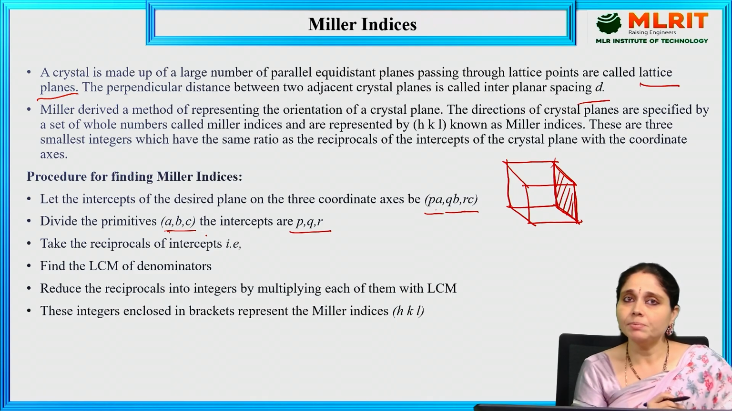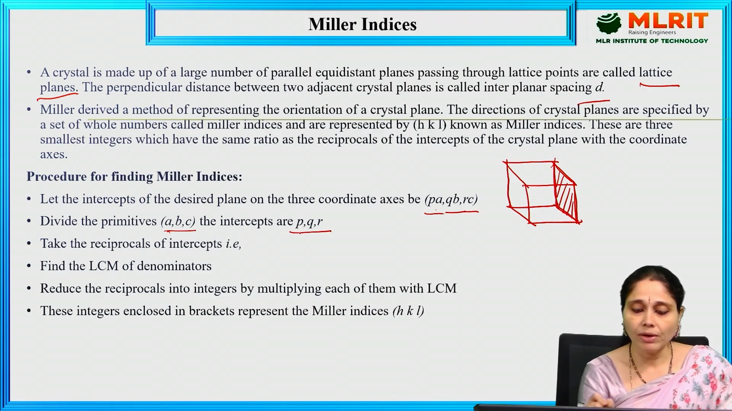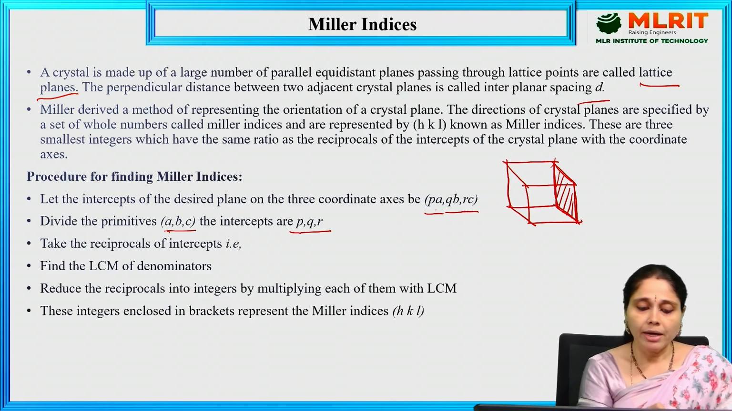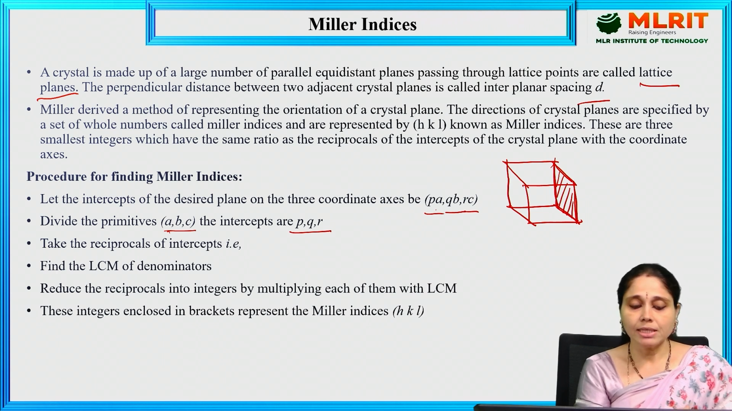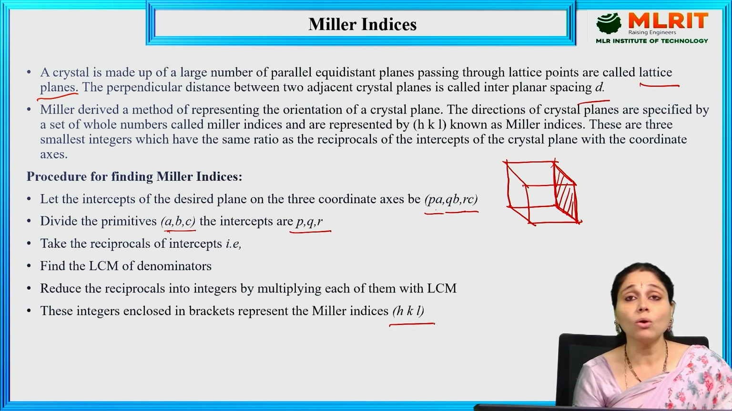Take the reciprocals of the intercepts, meaning 1 by p, 1 by q and 1 by r. Reduce the reciprocals into integers by multiplying them with the LCM. The integers enclosed in brackets are represented as HKL. There are no commas in between.